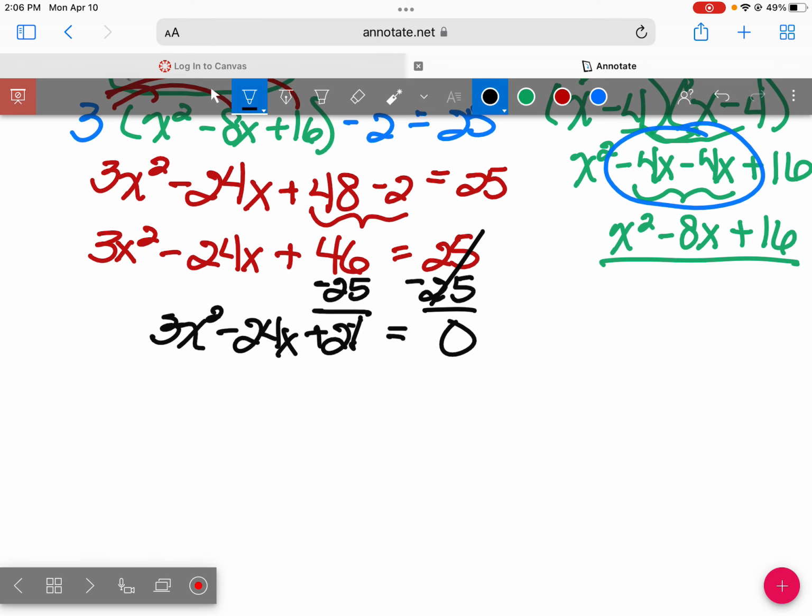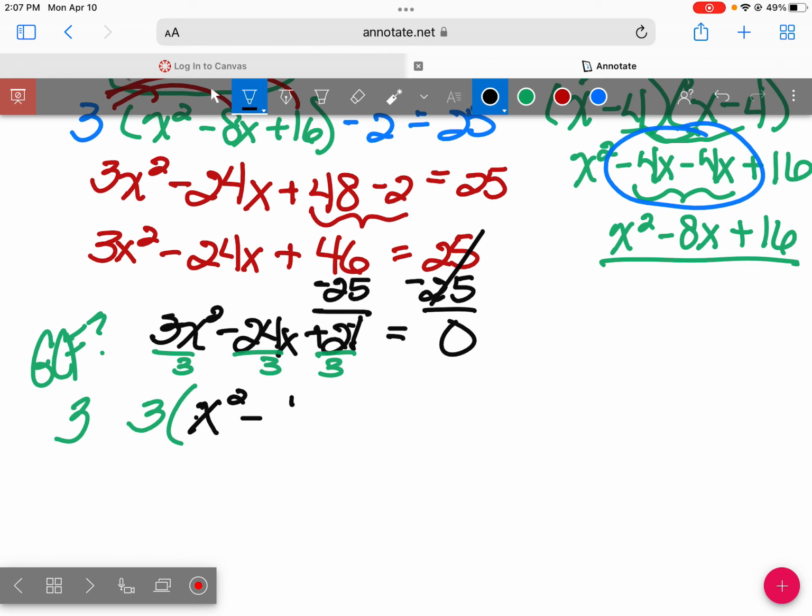What do I always need to look for? The GCF? GCF. Do I have a GCF? Yeah. Yeah, I do. What is it? 3. So that means I'm going to divide all of these by 3 or factor this 3 out. And what I have left is x squared minus 8x plus 7 equals 0.